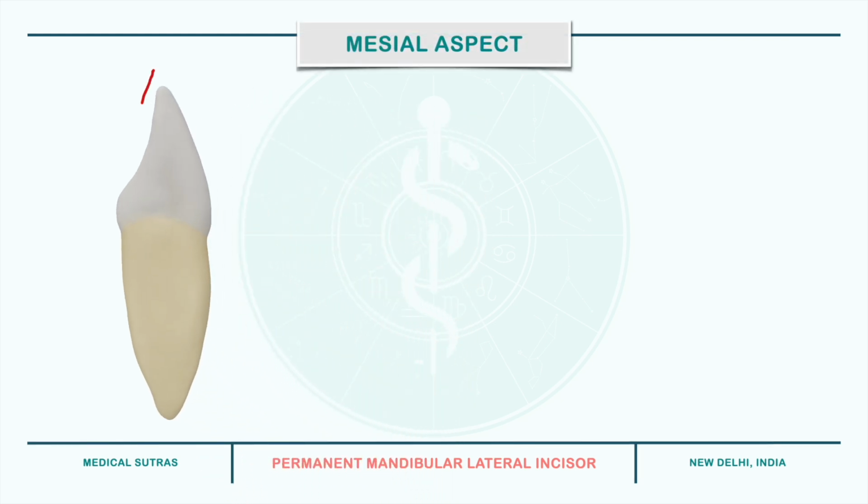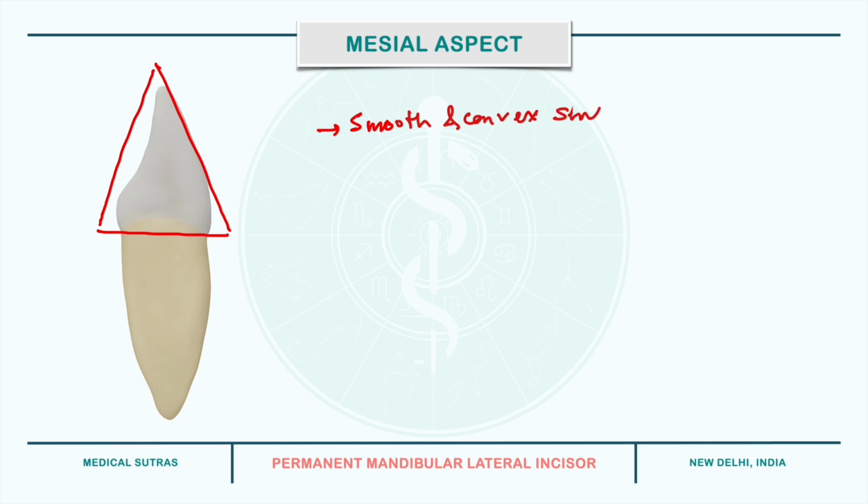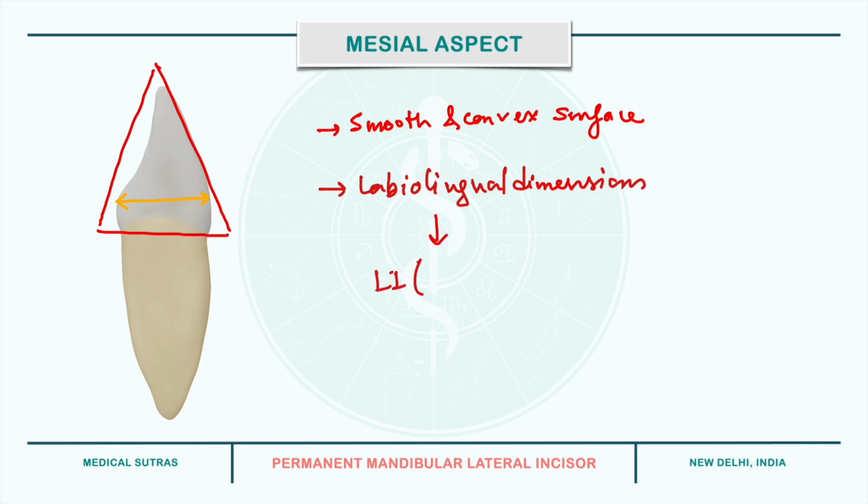The crown is triangular in shape with the base towards the cervix. It presents a smooth and convex surface and its labiolingual dimension is greater than that of the permanent mandibular central incisor. That is, the labiolingual dimension of the lateral incisor, which is 6.5 mm, is greater than that of the mandibular central incisor, which is around 6 mm.